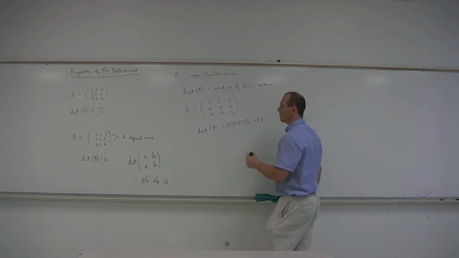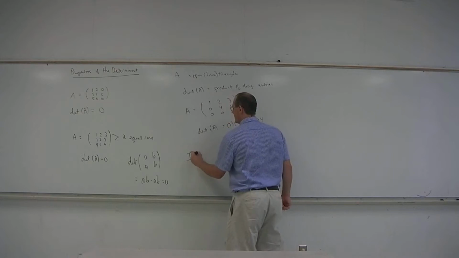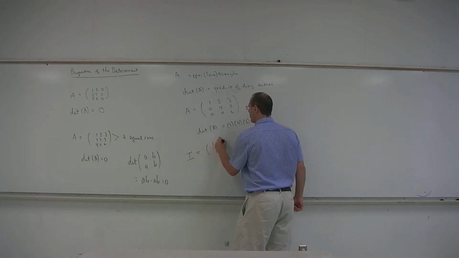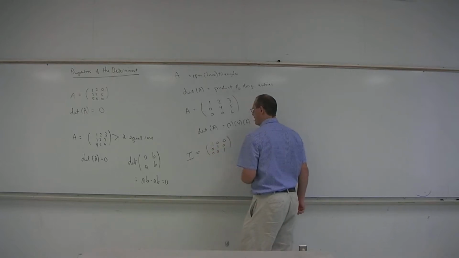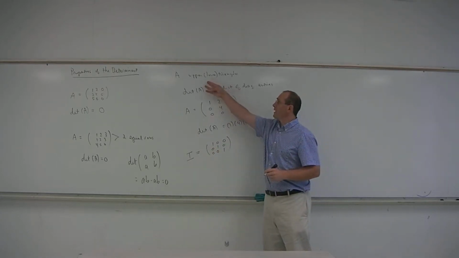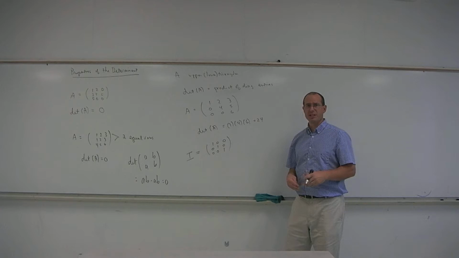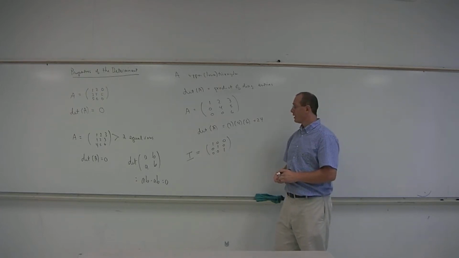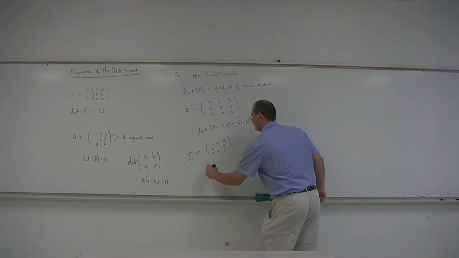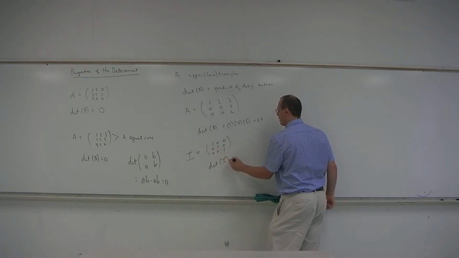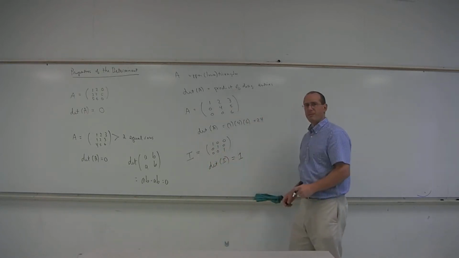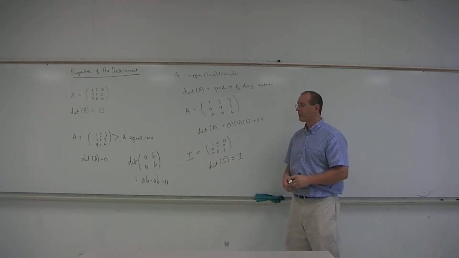And a very important special case is the identity matrix. I'll write the 3 by 3 matrix, but for any size, the identity matrix is both upper triangular and lower triangular. It is a diagonal matrix. And the determinant of the identity is 1 times 1 times 1. So the determinant of the identity matrix is 1.